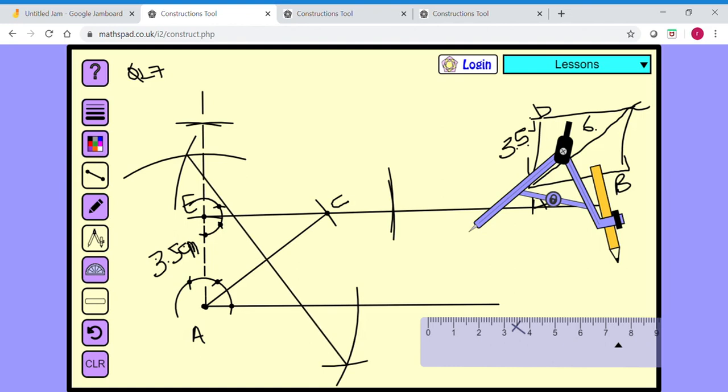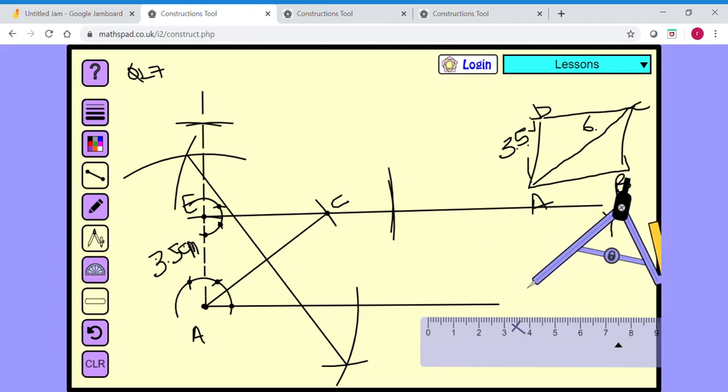Perfect. The point where it cuts EX or EY rather is the point D, because D lies on the line EY, and the point where it cuts AX is the point B, because B lies on this line, and this is the diagonal. Now let me join AD and BC. Perfect. So this is the required rhombus.